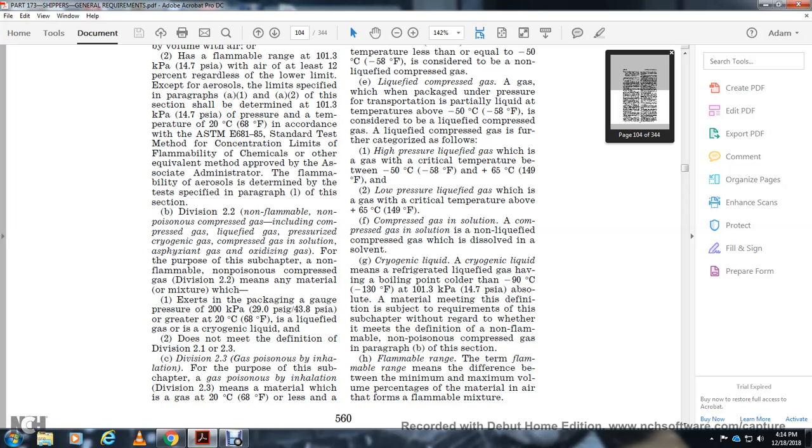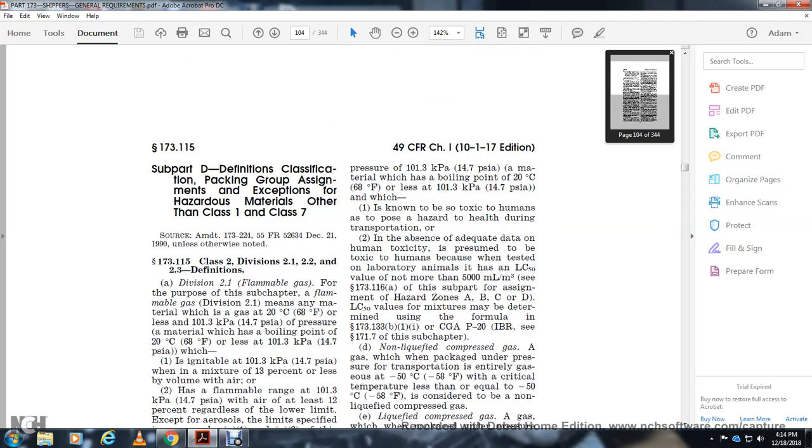Division 2.3, gas poisonous by inhalation. For the purpose of this subchapter, Division 2.3 means a material which is a gas at 68 degrees Fahrenheit or less and 14.7 psi pressure, or a material which has a boiling point of 68 degrees Fahrenheit or less at 14.7 psi, and which is known to be so toxic to humans as to pose a hazard to health during transportation, or, in the absence of adequate data on human toxicity, is presumed to be toxic to humans because when tested on laboratory animals it has an LC50 value of not more than 5,000 ml/m3, see 173.116(a).